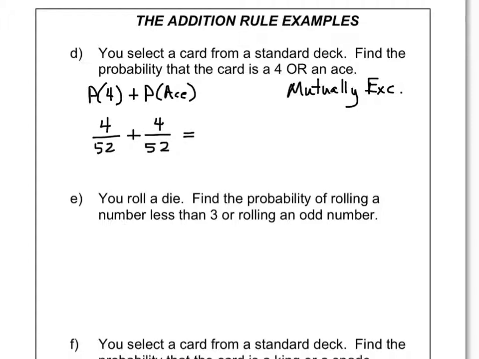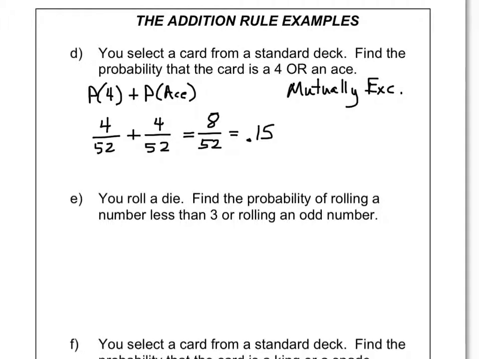Now I'm going to add these two together. Remember, when you add fractions, your denominators do not change. You add the top numbers, the numerators. So 4 and 4 is 8, and 52 stays the same. When I calculate this, 8 divided by 52 is 0.15. Most of the time they'll change these; sometimes you'll leave them as fractions, sometimes as decimals. Right now, I'm going to calculate them as a decimal rounded to the nearest hundredth.